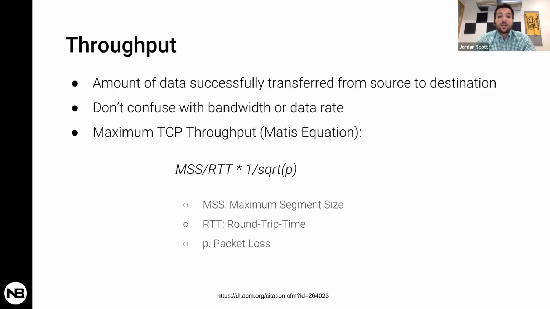The Mathis equation shown here states that the maximum throughput achieved by a TCP connection can be calculated by dividing the maximum segment size by round trip time and multiplying the result by 1 over the square root of packet loss, where P obviously is the packet loss. As you can see, packet loss and latency are pretty important metrics to be aware of.